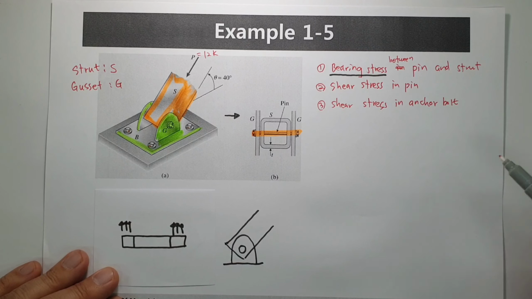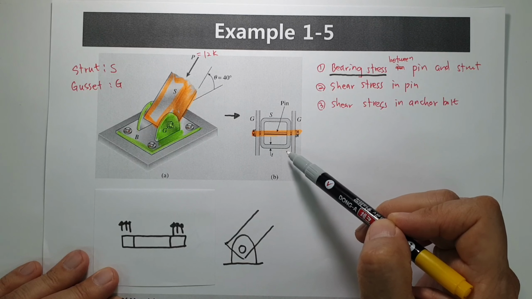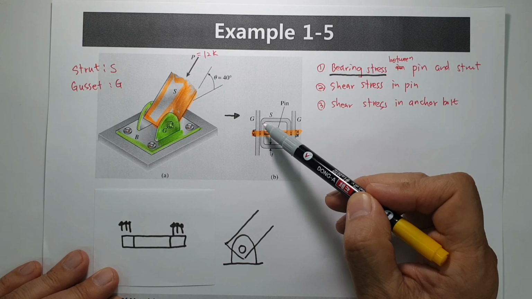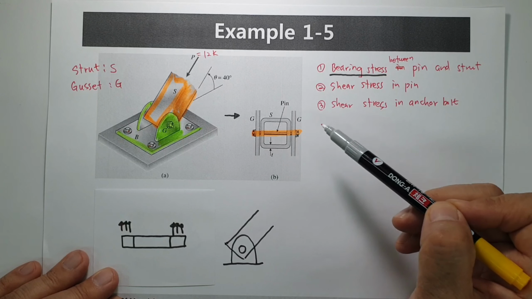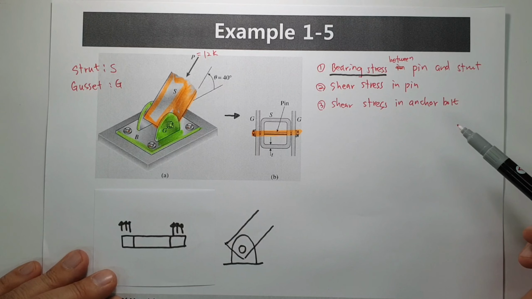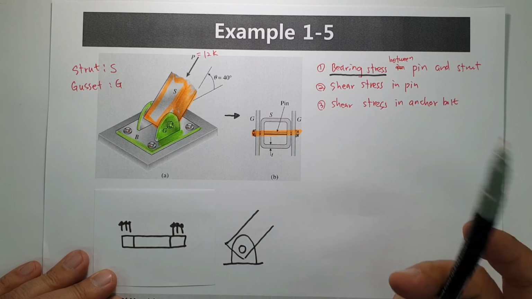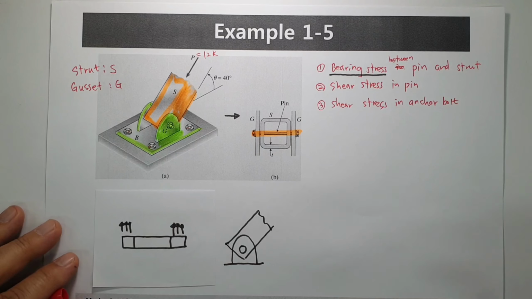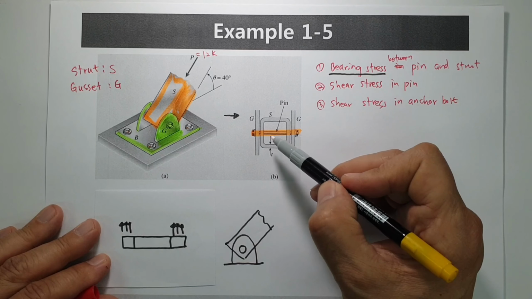When you see the cross section, the outside gusset is like this one. Inside, strut S is given like this one. This was empty like this one. It is assembled by a pin. When you see from this side, it can be shown like this one. Okay, first we would like to know the bearing stress between pin and strut.